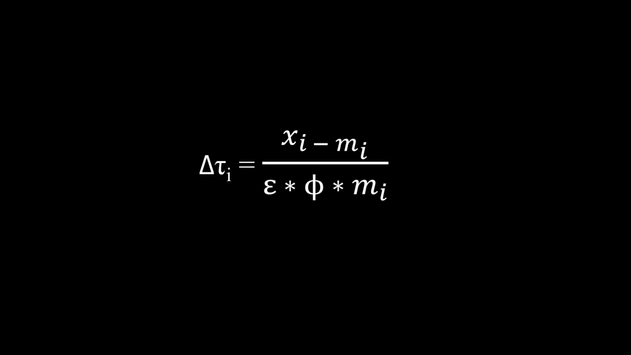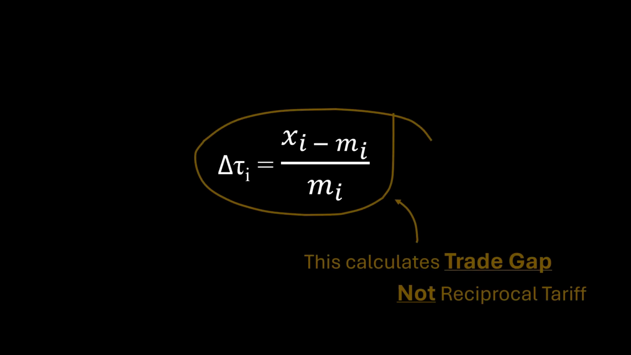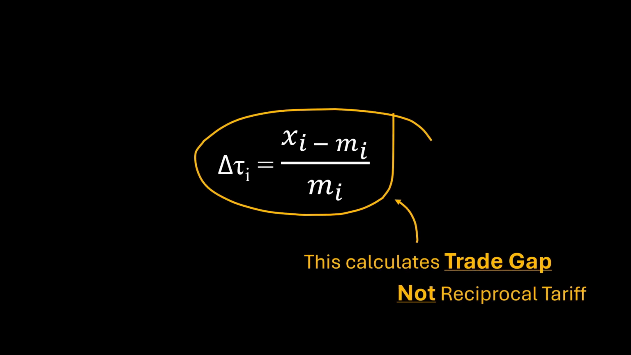So the multiplication of epsilon and phi equals 1, and then this formula becomes this, with only imports in the denominator. So it is trade deficit divided by imports. This is a very odd way to calculate reciprocal tariffs. And then this delta tau becomes a measure of the trade gap between USA and the other countries. This means it does not actually calculate a reciprocal tariff, but rather quantifies the disparity in trade. This is another interesting observation.